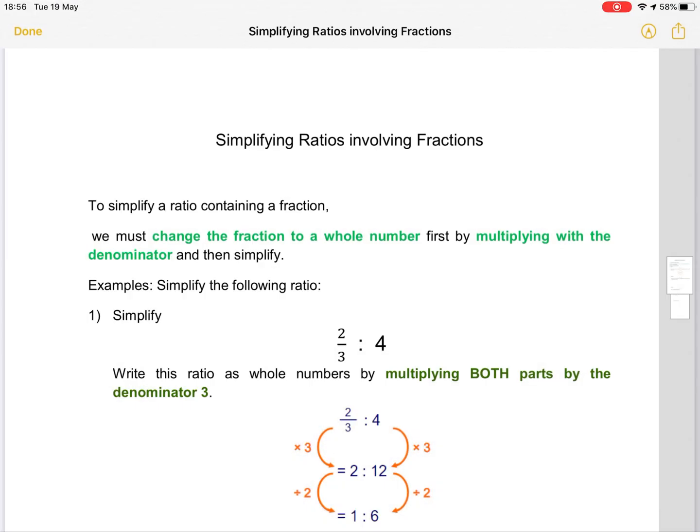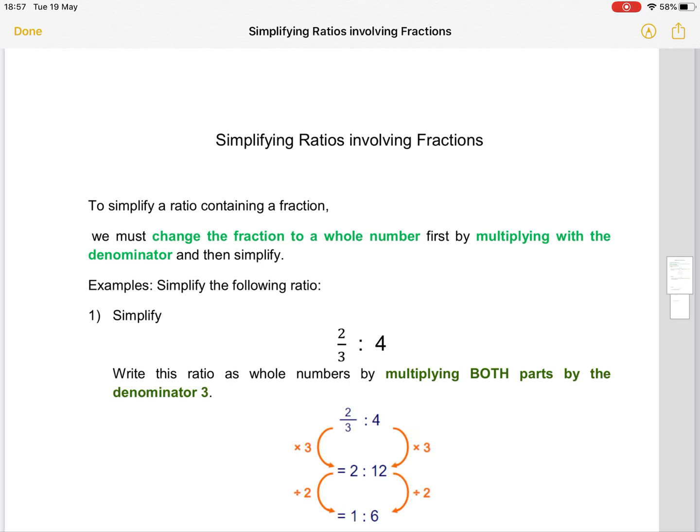Good morning, boys. Today we're going to deal with simplifying ratios involving fractions. Yesterday we simplified ratios involving mixed units and decimals. And today we're going to simplify ratios involving fractions.